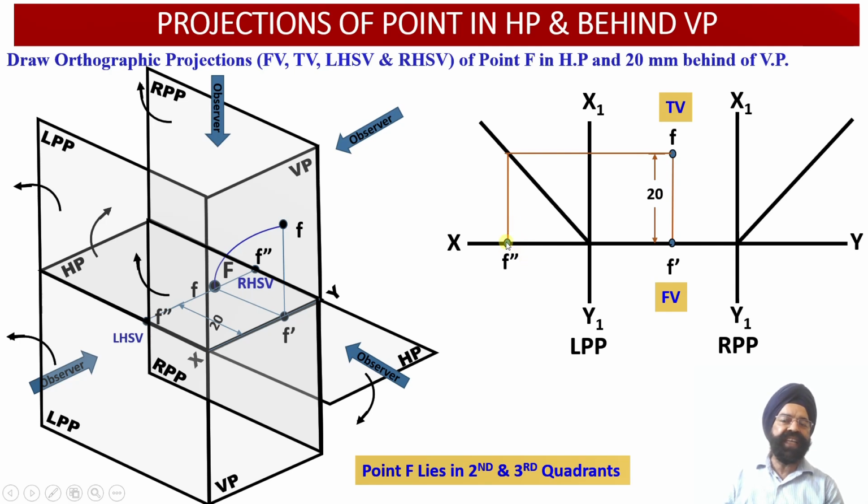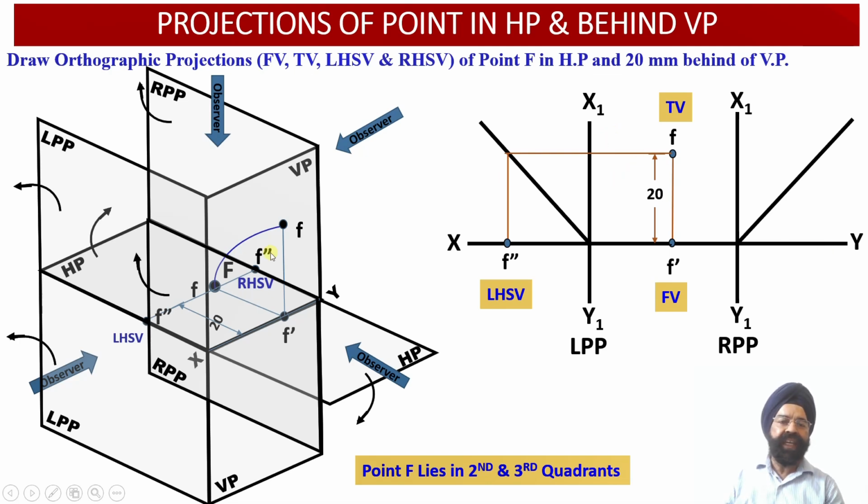this intersection point has provided us with the location of the point F double dash in the left hand side view projections, which are obtained onto the left profile plane over here, into the second quadrant or the third quadrant. Now let us obtain the right hand side view projections of this point F.